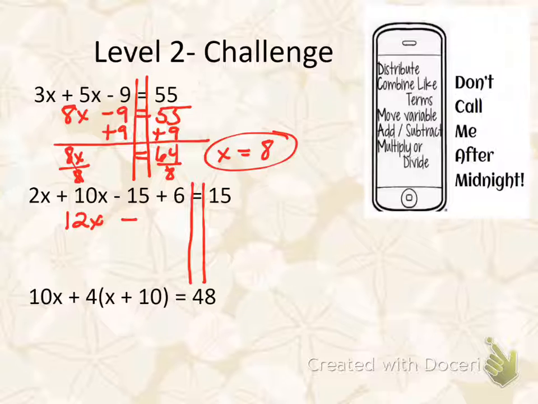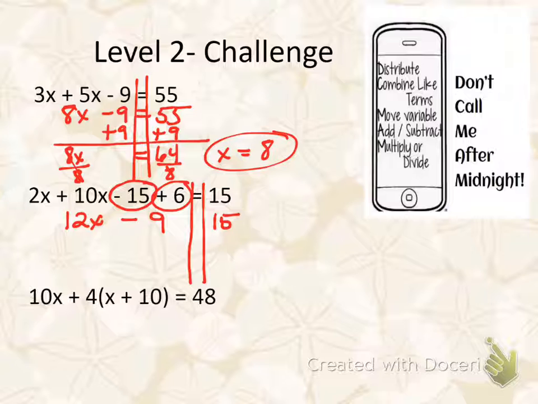Okay, hold on a second. So we did 2x plus 10x, right? We combined those. And then we have this negative 15, because remember there's no such thing as subtraction. We have this negative 15 and a negative 6. What does that give us? Negative 9. You with me? Okay. And then equals 15.